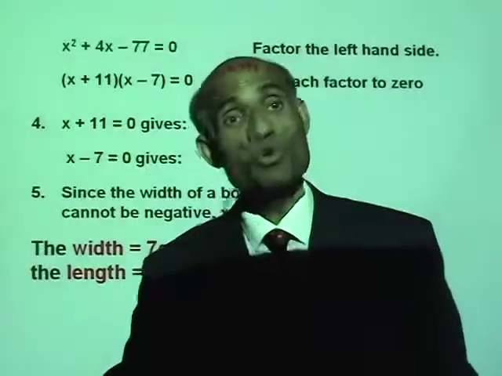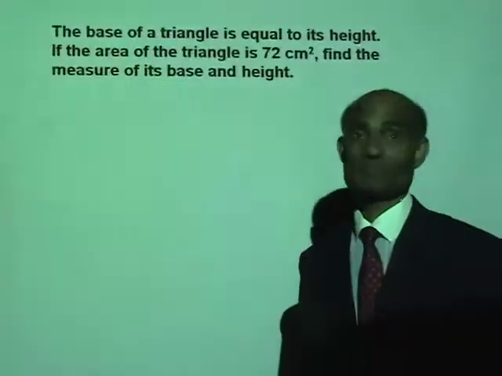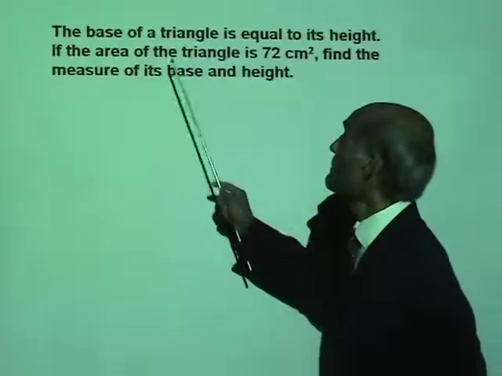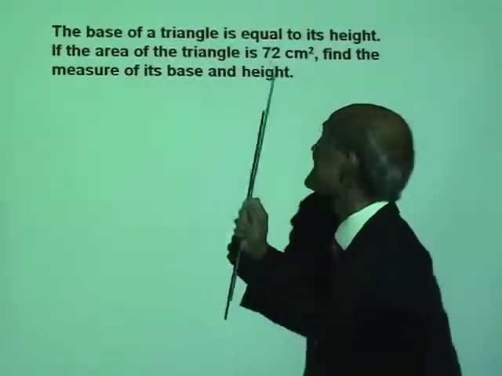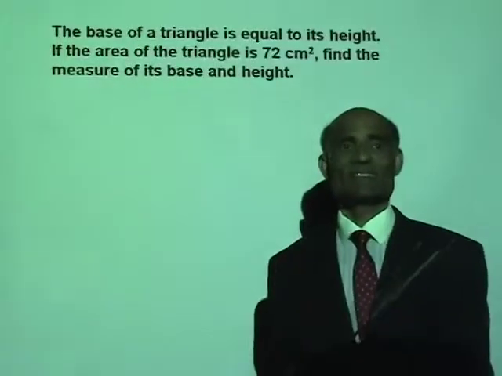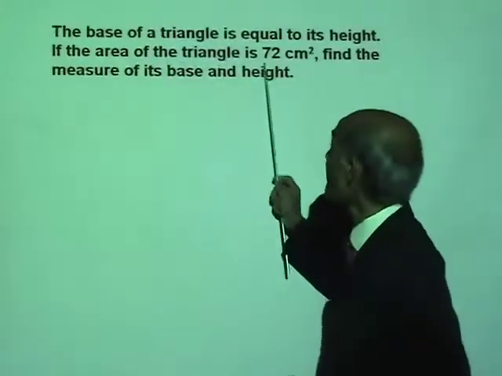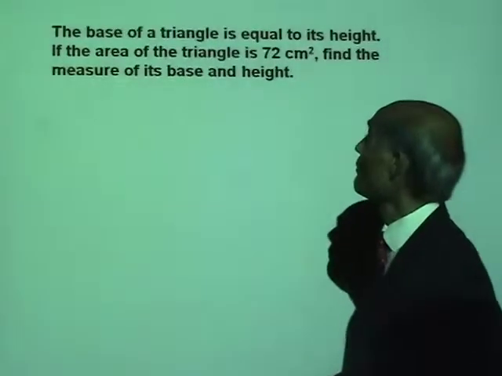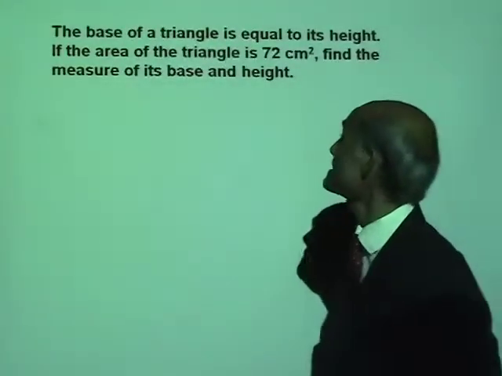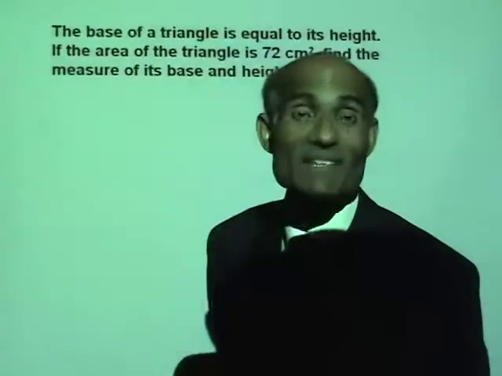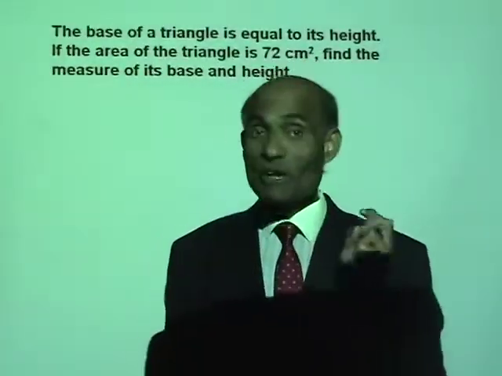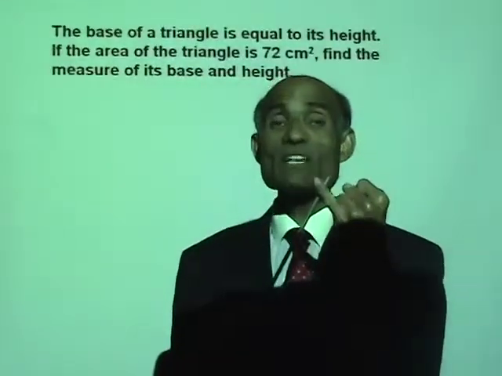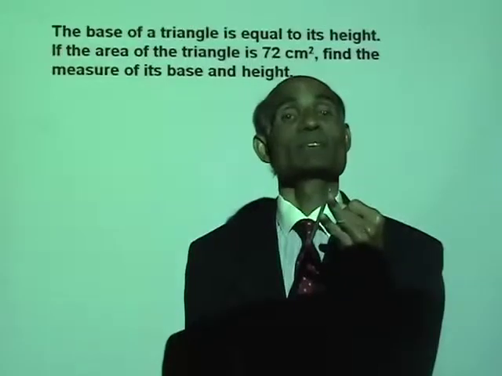Okay, let's do one more problem. And that problem is about a triangle. The base of a triangle is equal to its height. If the area of the triangle is 72 centimeters squared, find the measure of its base and height. Well, here again, you are told to find two things. Find the base and the height.